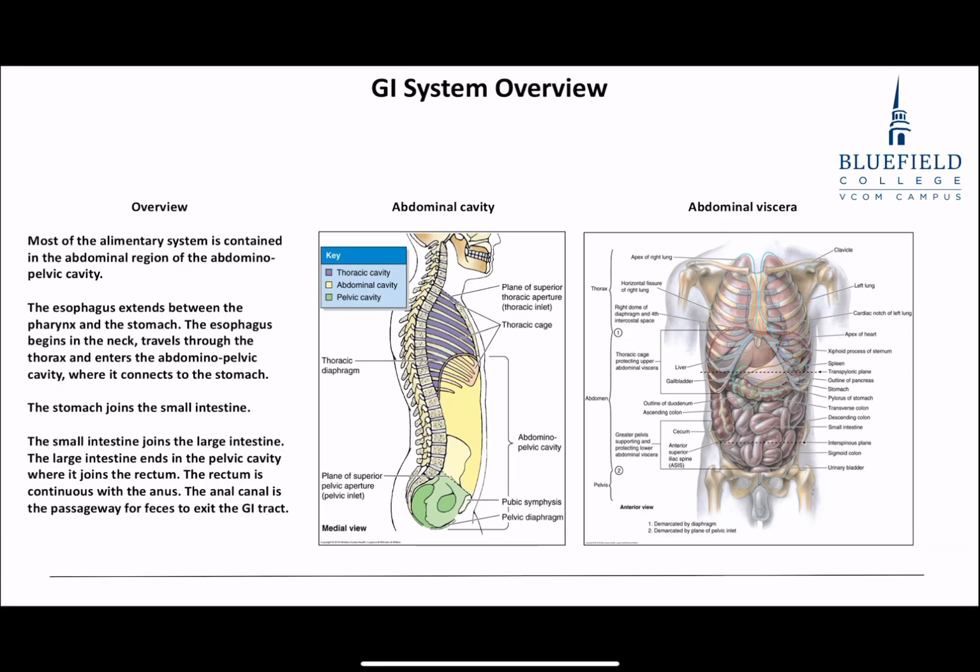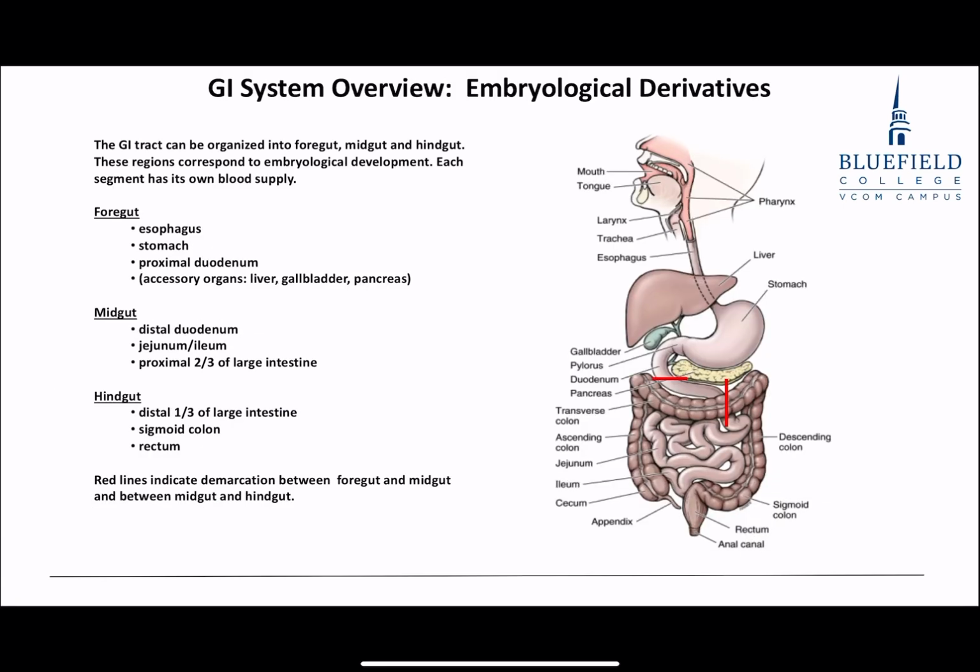So here's another way that we organize these regions. We talk about a foregut, a midgut, and a hindgut. That becomes very important, especially when we talk about the arterial supply, but these terms are derived from the embryological development of the GI tract.